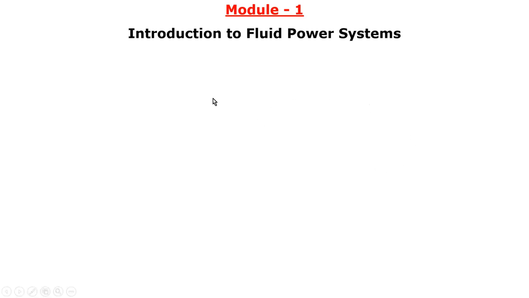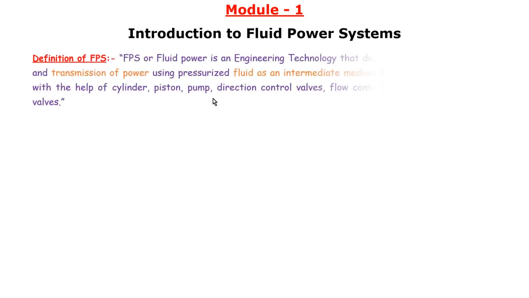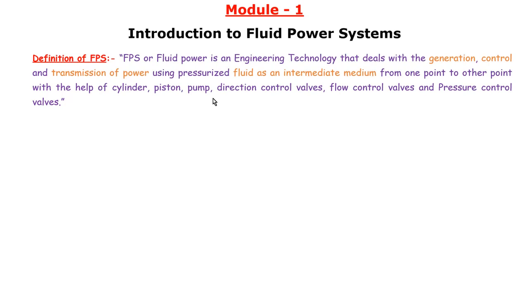So let us start with introduction to fluid power systems. First we'll see the definition of fluid power system. So what is fluid power system? Fluid power is an engineering technology that deals with the generation, control, and transmission of power using pressurized fluid as an intermediate medium from one point to other point with the help of cylinder, piston, pump, direction control valves, flow control valves, and pressure control valves.